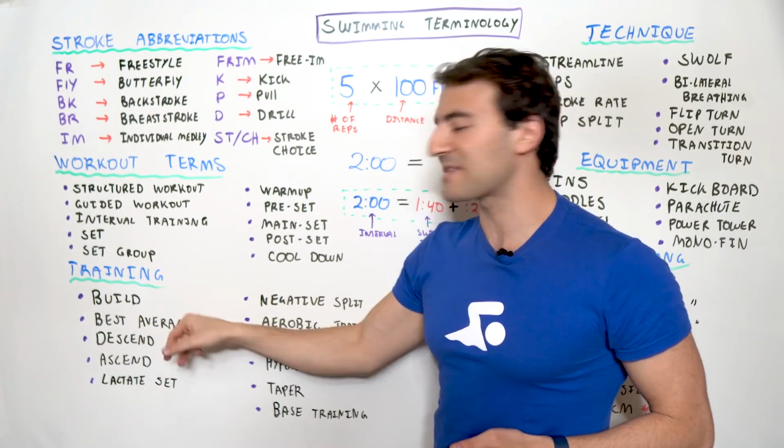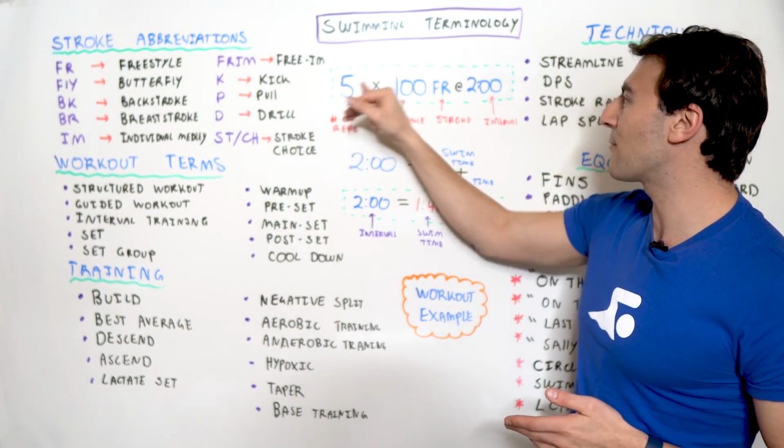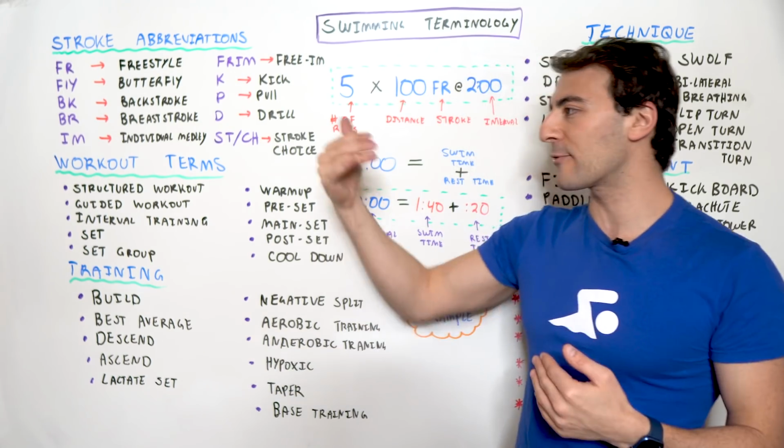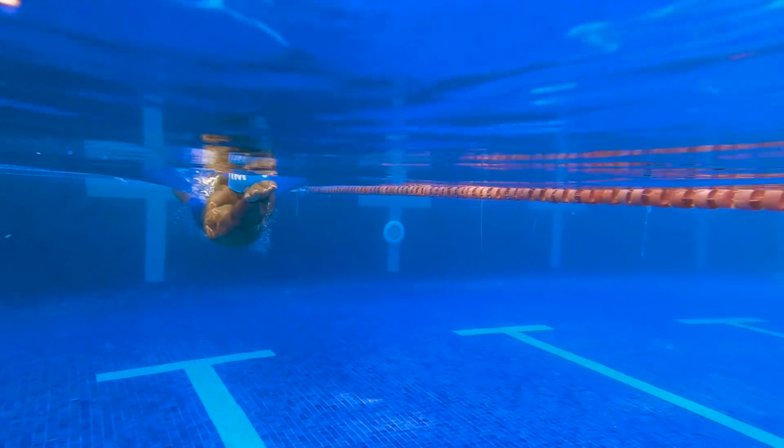Then you have something called best average. Now this is a good example where you have 5 100s freestyle. Best average means you're going to average the same time on every repetition, and you're going to do it to the best of your ability.